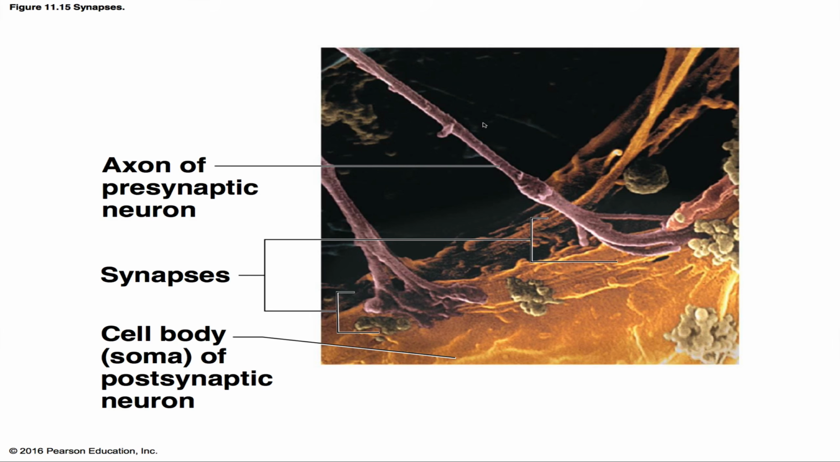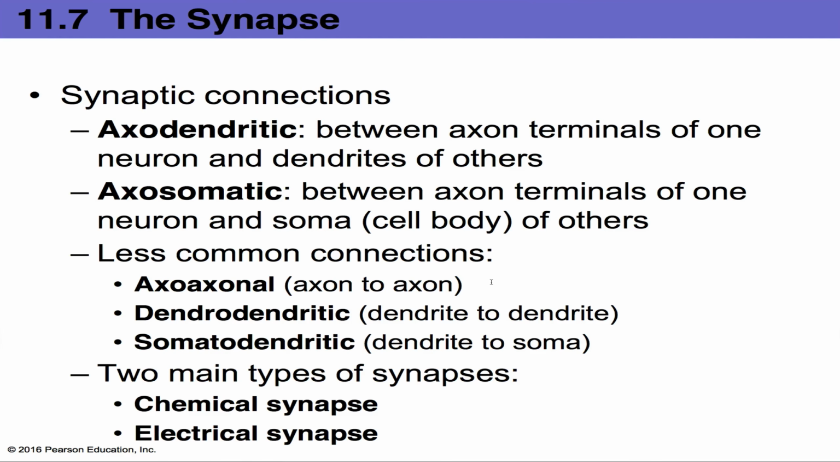In this image over here, you can see the axon of a presynaptic neuron here, and there's another one over here. And this right over here is the cell body of a postsynaptic neuron, the soma. When you find the synapse between an axon terminal of one neuron and the dendrite of another, it's called the axodendritic synapse. When you find that between an axon terminal of one neuron and the cell body of another, or the soma of another neuron, that's called an axosomatic synapse. The axodendritic and the axosomatic are the two most common types of synapse we have.